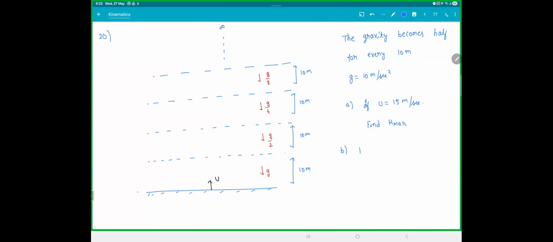The second thing, find u minimum. So with what speed should you throw so that it never comes back? Meaning there is a particular speed. If you throw with that particular speed, because the gravity is continuously decreasing, this particle will go off to infinity. There's a name for this. It's also called escape velocity. So if you throw something with an escape velocity, you will leave the planet.